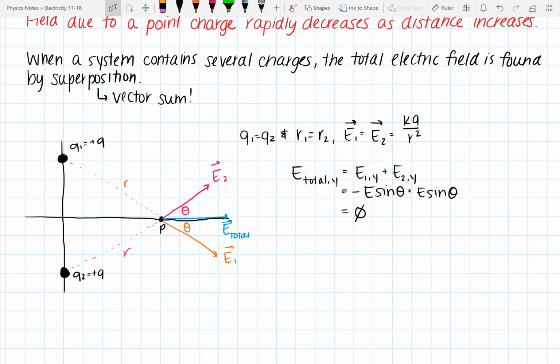I can do the same thing with the X direction. So E total in the X direction is E1 in the X direction plus E2 in the X direction. Now in this case, they're both the same. So E cosine theta plus E cosine theta. So it's just 2E cosine theta.